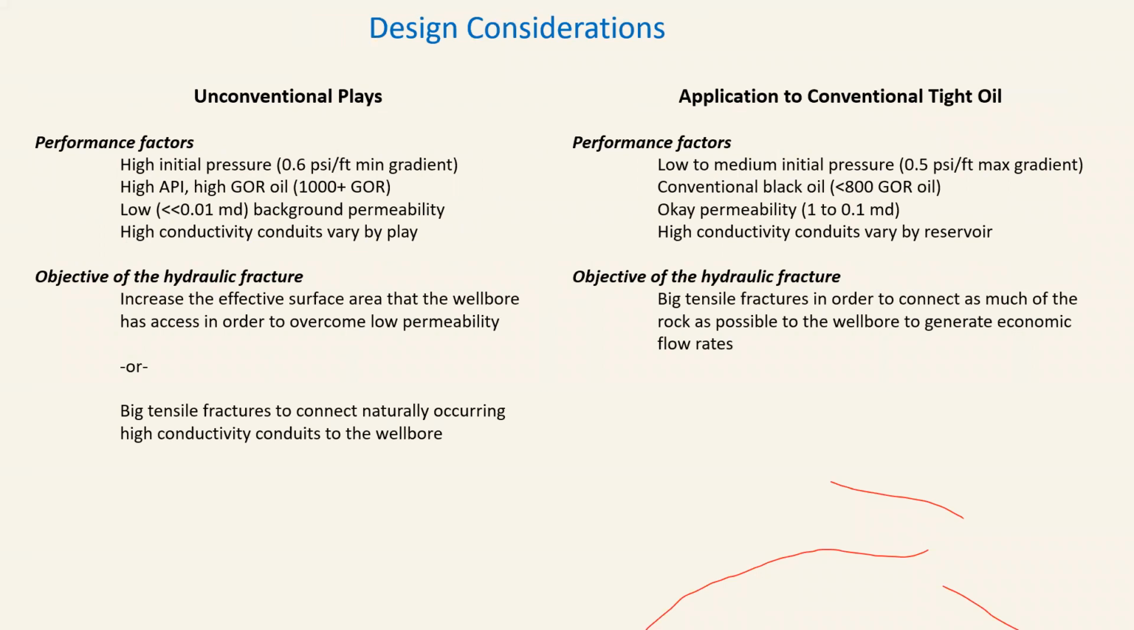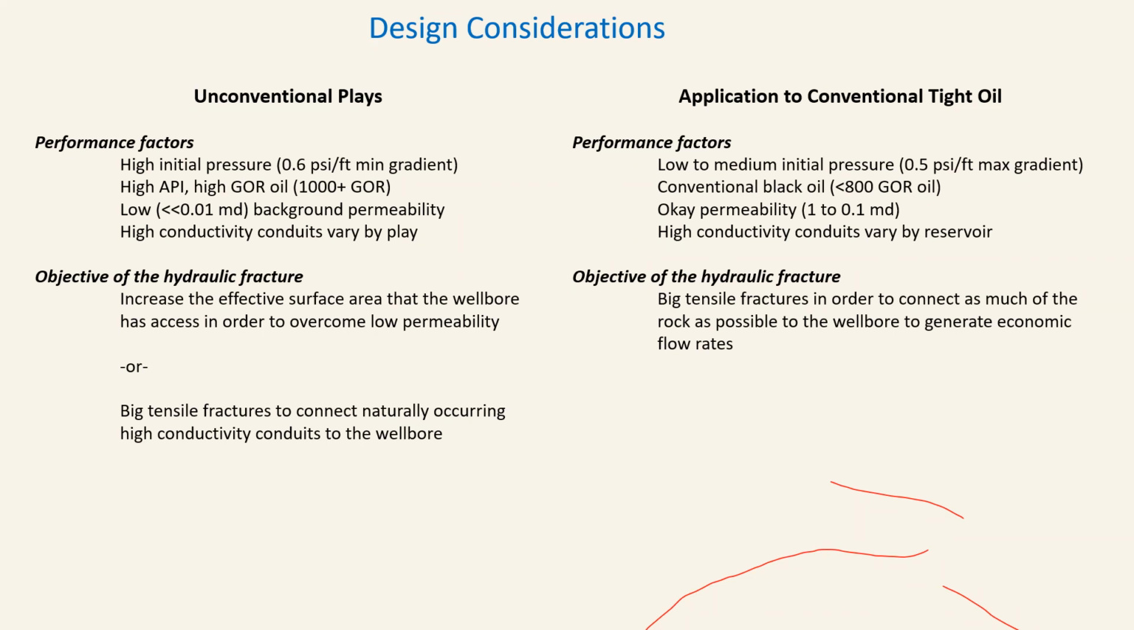So how does that compare to tight oil, which is the reservoir that most of you are more likely to deal with? Well, instead of having high initial pressures of 0.6 PSI per foot and above, tight oil is normally pressured. 0.5 PSI per foot is probably your maximum you'll see. In unconventional plays, oil, what we call black oil here, still has GORs easily above 1,000, while in tight oil, your GORs are going to be 800 and below typically. The one thing that tight oil has going for it, of course, is that instead of having incredibly low background permeability, you have okay permeability of 1 to 0.1 millidarcies.